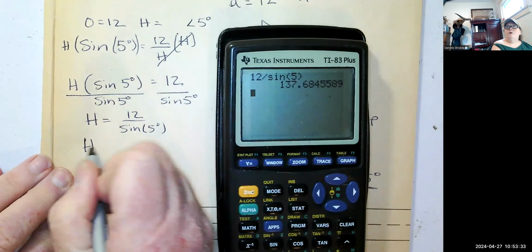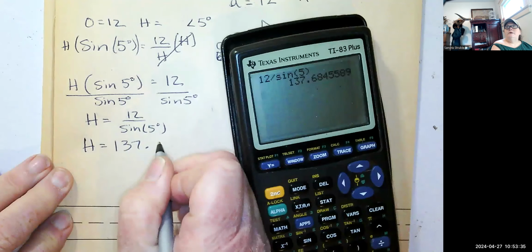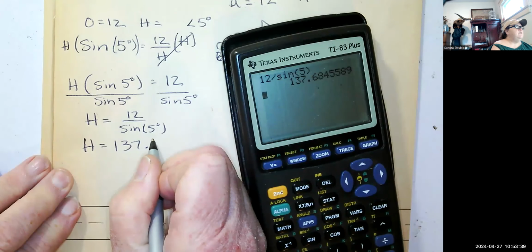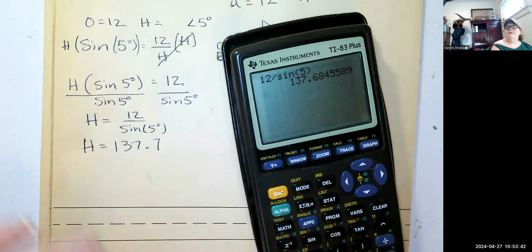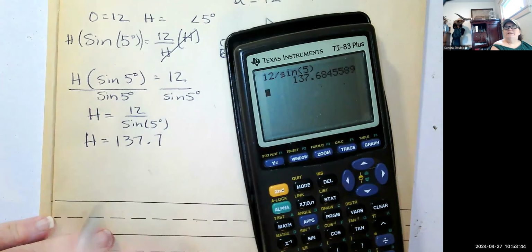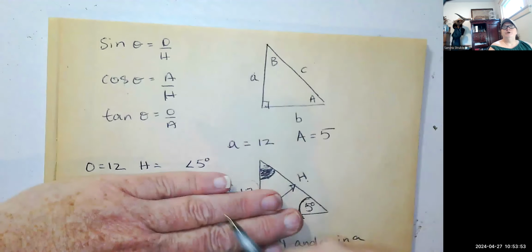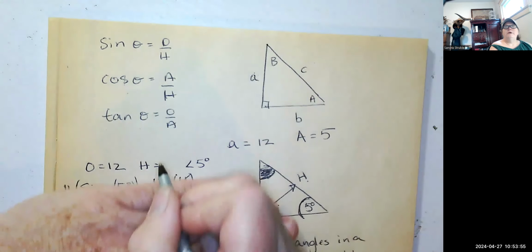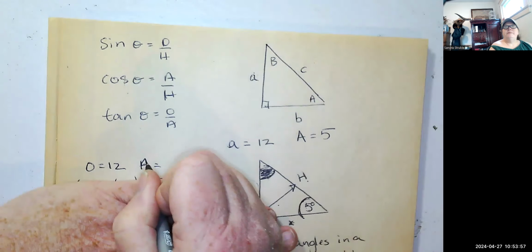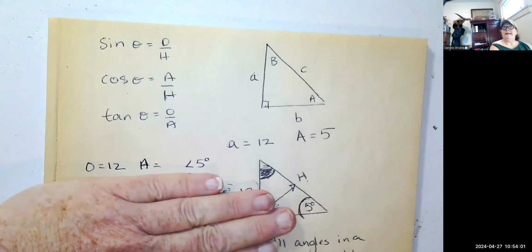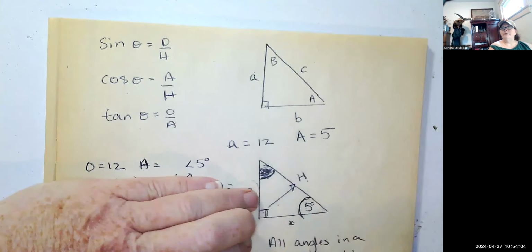So H is 137.68, but we're going to round it because they want us rounded to 1 decimal point, so 137.7. You are not going to use this H and try to use the Pythagorean theorem to find your A. Just use what you were originally given. Now we have O and we need A. All right, so which one of these up here has O, opposite, and adjacent? Because we're looking for the adjacent side.